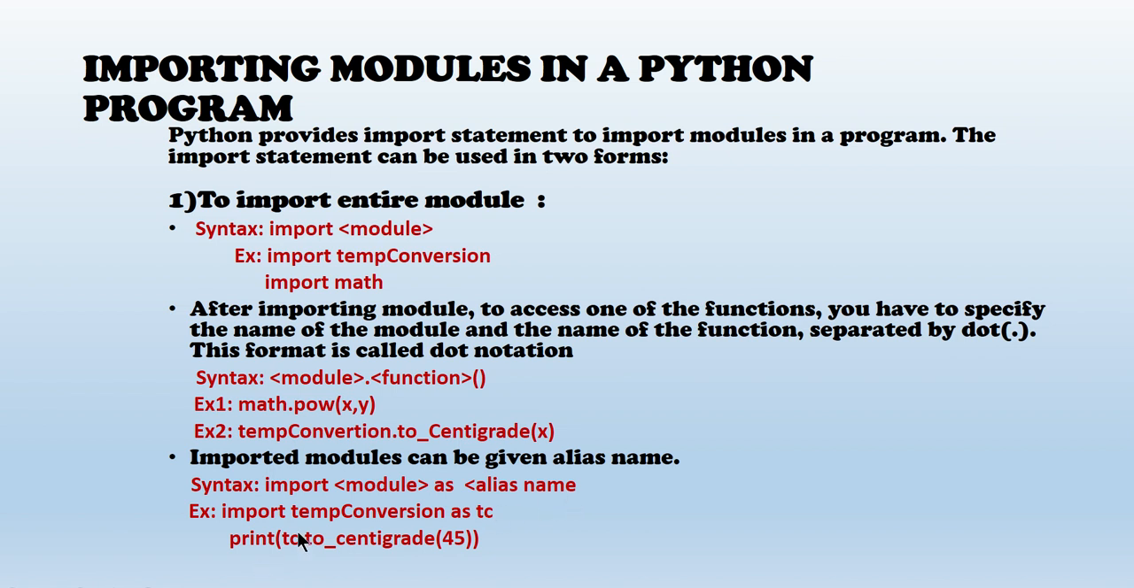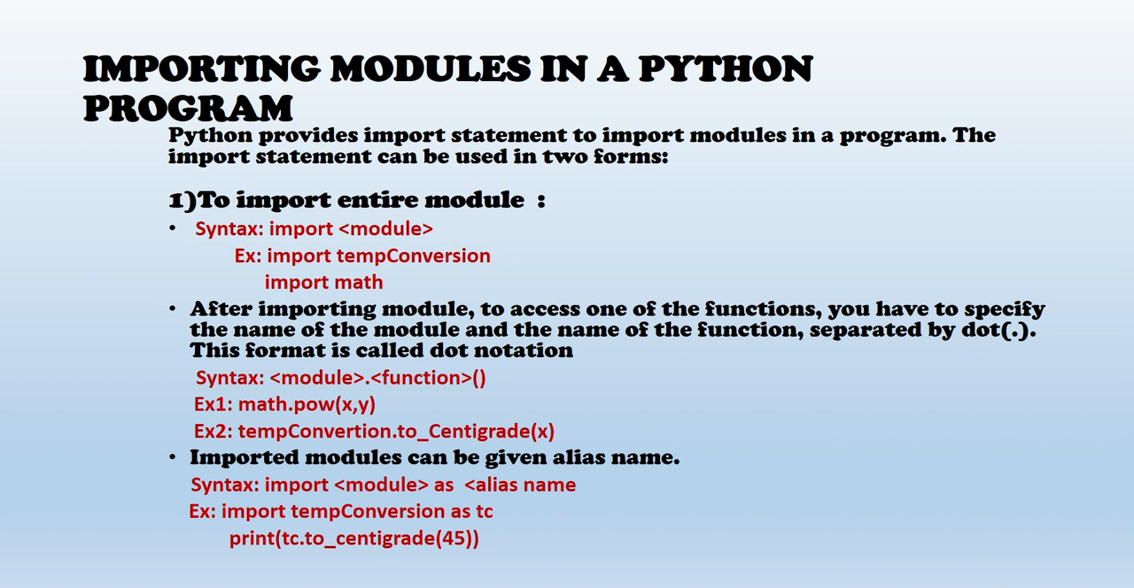That is, the new name that you want to use in your program. For example, temp conversion is a module that I want to import. So it is import temp conversion, and the new name that you want to give is TC. So import temp conversion as TC. After this, wherever you want to specify temp conversion, there is no need to write the complete big name. Instead, it is enough to write only TC. This is the only new thing that you are learning in this method: you can give an alias name, another name, to the module that you are importing.